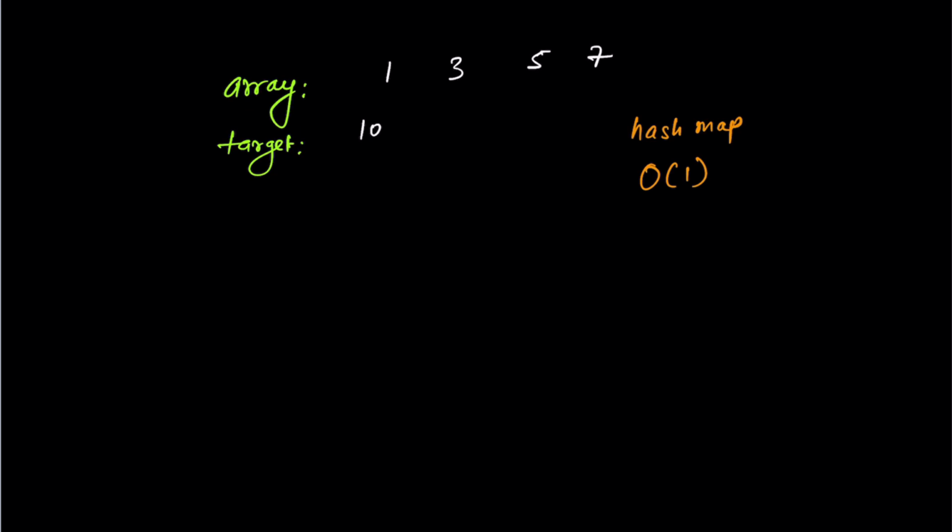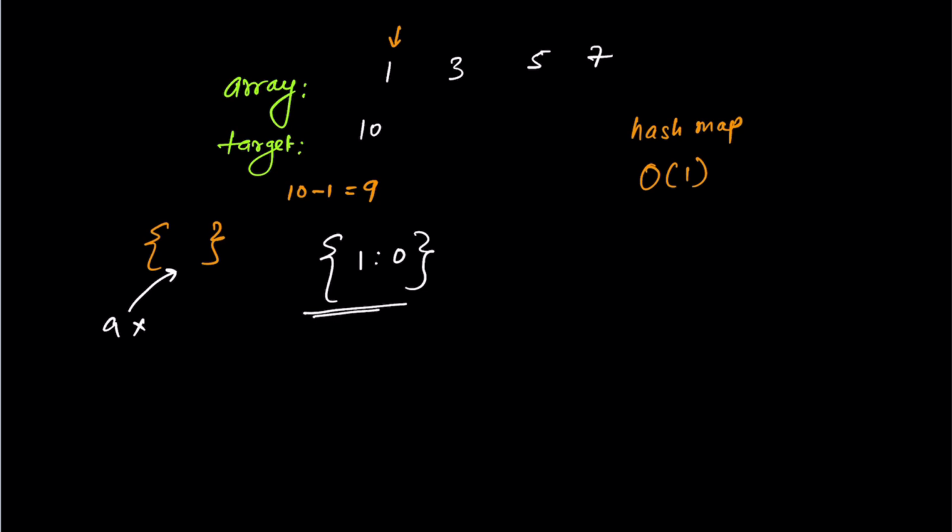As an example, if we start with the number 1, we will check our hash map, which is initially empty, and see whether the complement of 1, which is 10 minus 1, that is equal to 9, is present in our hash map. Is it? No, right? So we will add 1 to the hash map with its index, which is 0. Now our hash map contains the number 1, and then we move forward in the array.